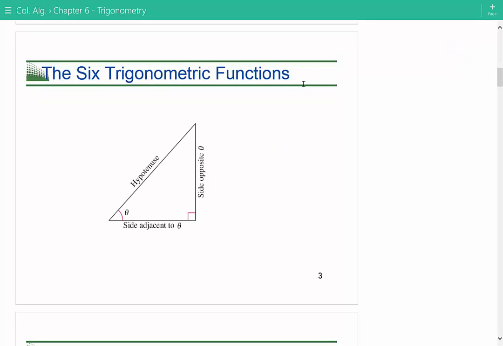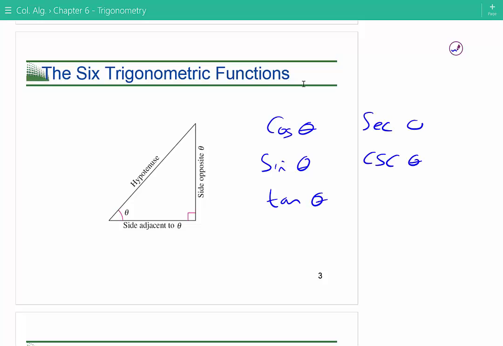Okay, the 6 trig functions that you are going to need to know are cosine, sine, tangent, and then the reciprocals of those. So the reciprocal of cosine is secant, and I'll do this for this angle theta right here. The reciprocal of sine is cosecant, and the reciprocal of tangent is cotangent. Okay, an easy way to remember this is each pair has a co. Obviously, you can't mess up tangent and cotangent, but sine and cosecant, cosine and secant, each pair has a co in it. That's the easy way to keep it all straight.